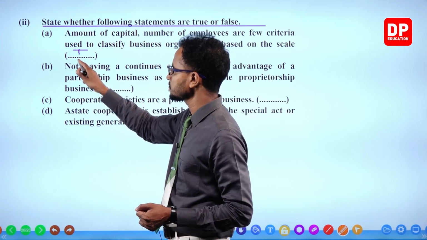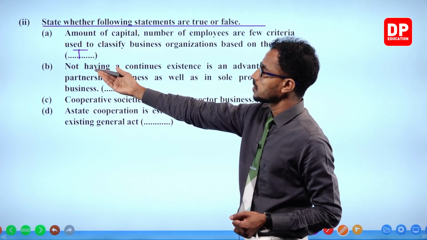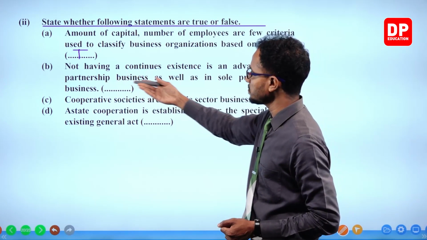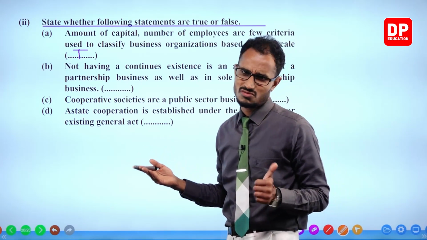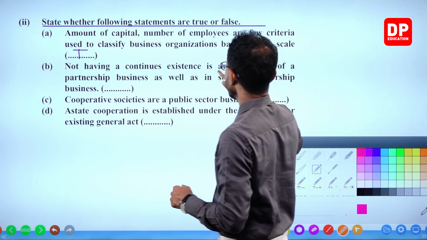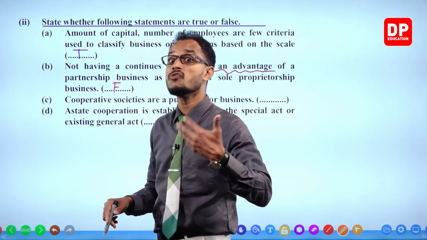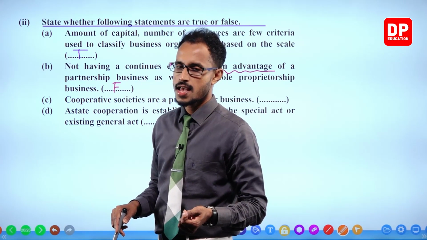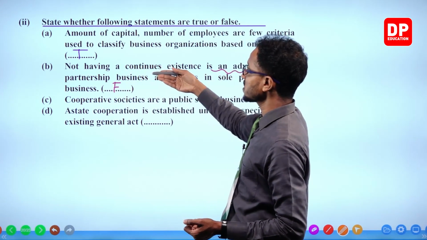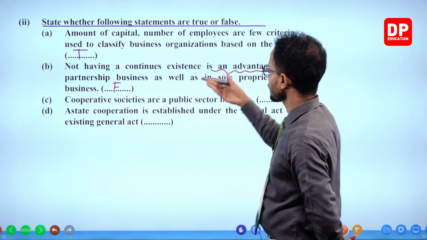Yeah, you need more studying, right? Next, not having a continuous existence is an advantage of a partnership business as well as a sole proprietorship business. No. Why am I saying no? They say it's an advantage. No, false. It's a disadvantage. How can you say it's an advantage? Not having a continuous existence is a disadvantage, right?